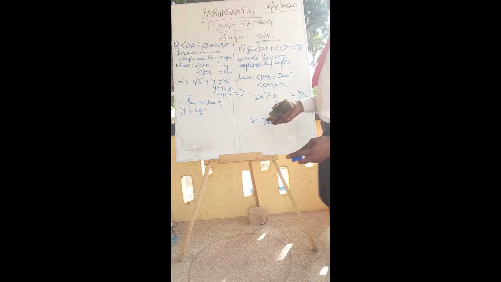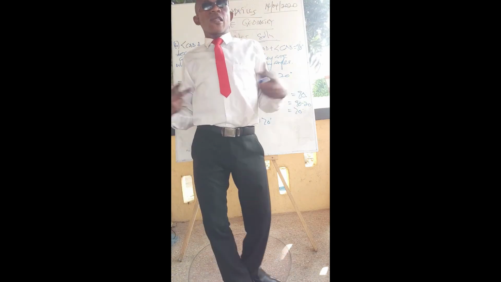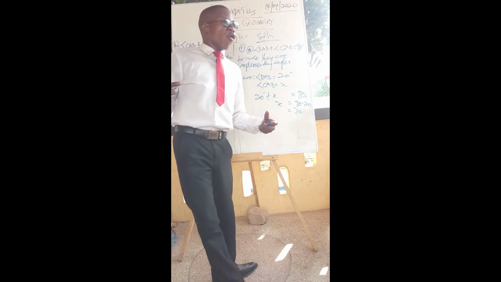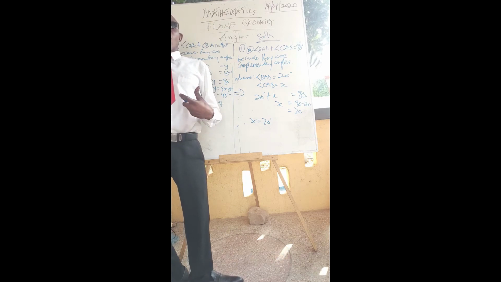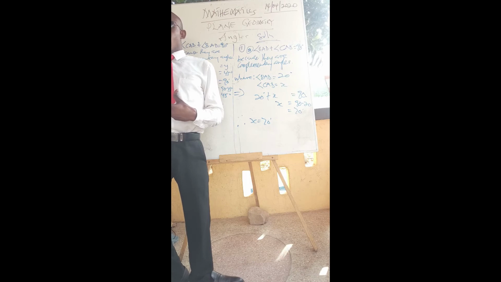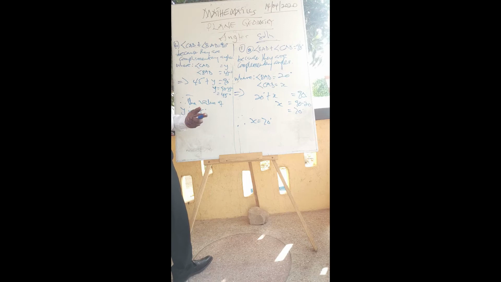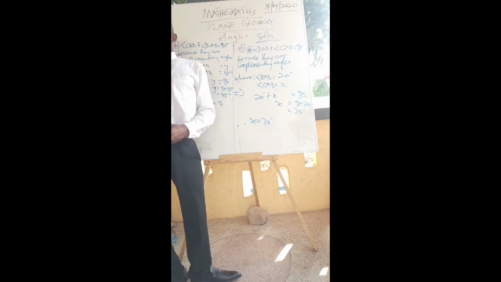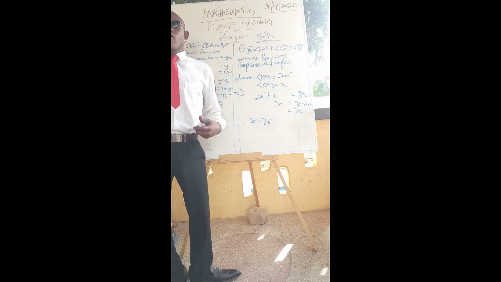Okay, so let's move to the next one. Now we also have a situation whereby two or more angles sum up to 180 degrees. In that case, when two or more angles add up to form an angle on a straight line, we call those angles supplementary angles. That means two or more angles forming an angle on a straight line.